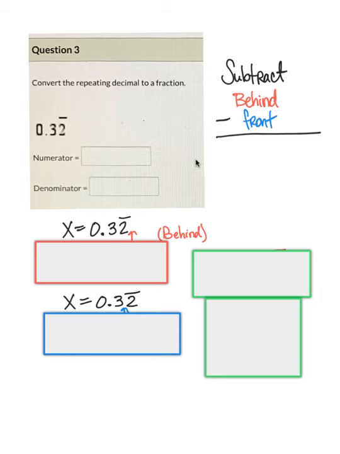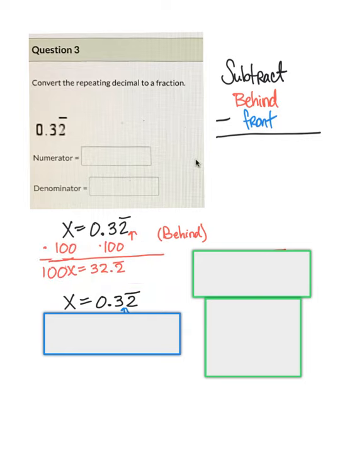Number 3, we're going to use the same process that we used on questions 1 and 2, and we're actually going to find the actual fraction form. As you can see, I wrote down x equals 0.32 repeating. For the first equation, we want the decimal to be behind, so it's 1, 2. I'm going to multiply this whole equation by 100 and get 100x equals 32.2 being repeated.